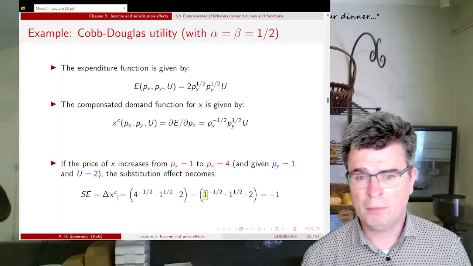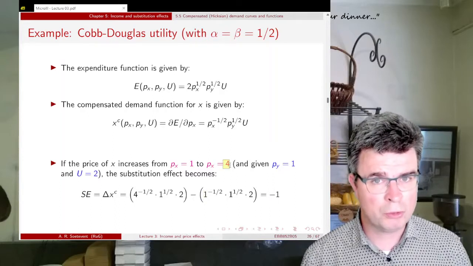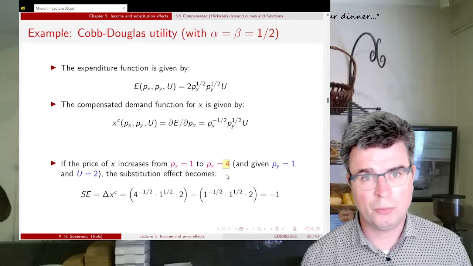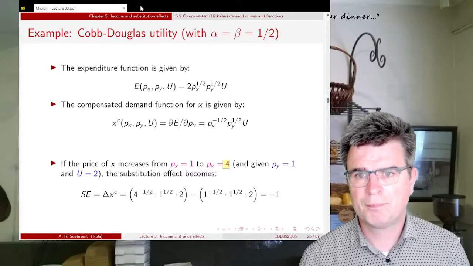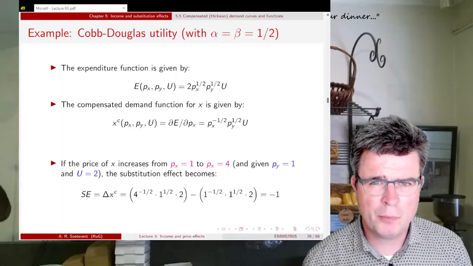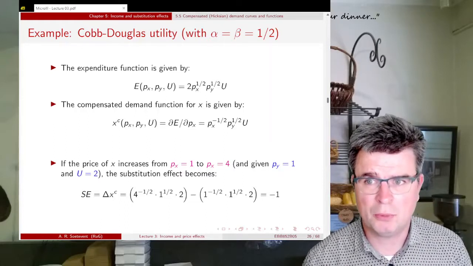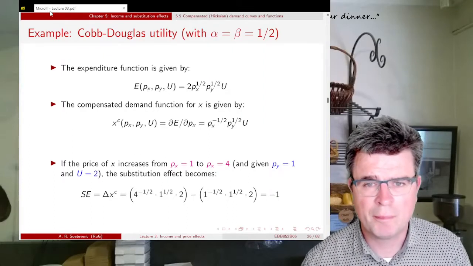In addition, life has become more expensive, so there will also be an income effect, and if X is a normal good, that will lead us to reduce our consumption of good X even further. In this example, we consider the effect of a price change that is quite sizable. So we increase the price of good X by 300% from 1 to 4.